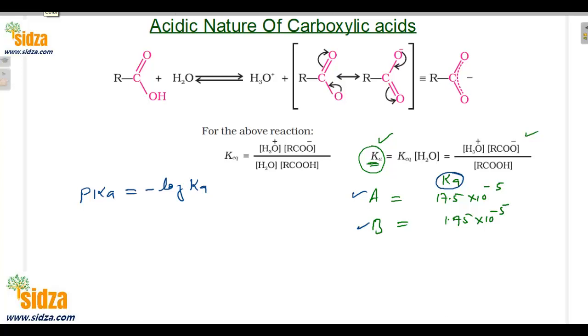For example, if you find the pKa value for acid A, which has a Ka value of 17.5 times 10 to the power negative 5, it will come out to be around 3.75. And if you compare with B, the pKa value of B will be around 4.76. So a higher pKa value means a weaker acid. I'm going to write it here: a higher pKa value means it is a weaker acid, and a lower pKa value means it is a stronger acid.